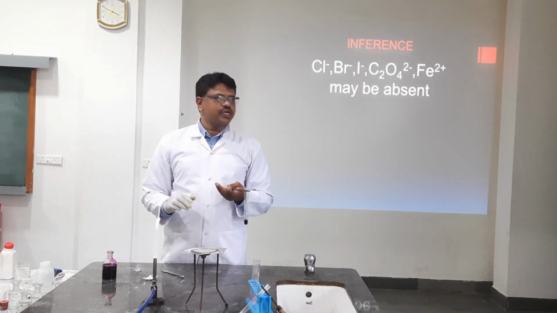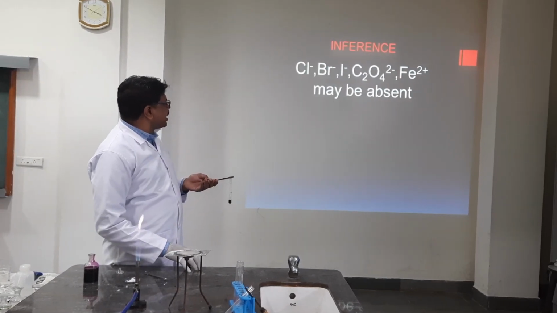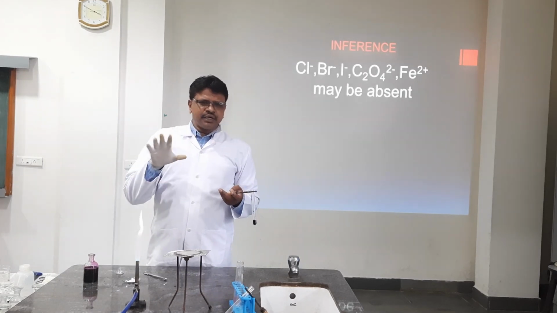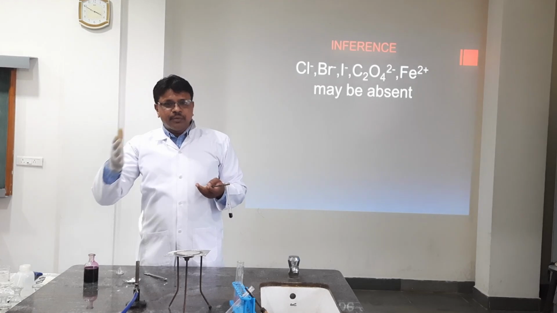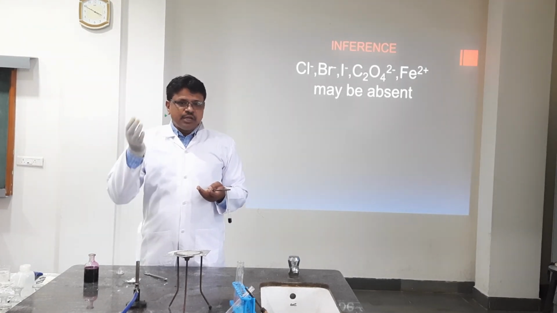What are those ions, students? Chloride ion, bromide ion, iodide ion, oxalate ion, Fe2+ ion. These are absent. So what we are doing here is going by the elimination method. One by one we are eliminating. We are confirming which ions are present by the elimination method.